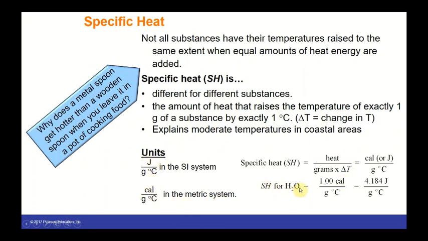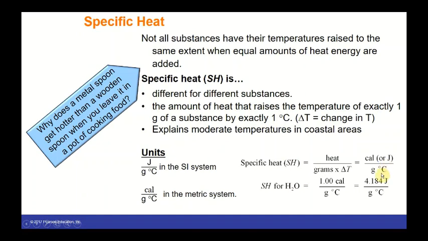And if we're looking at the specific heat of water, it's 1 calorie that is needed to raise 1 gram of water by 1 degree Celsius. If we're looking at the joule scale, it takes 4.184 joules to raise 1 gram of water by 1 degree Celsius. So notice that the specific heat units encompass the whole definition of specific heat.